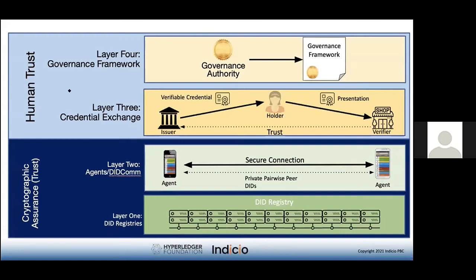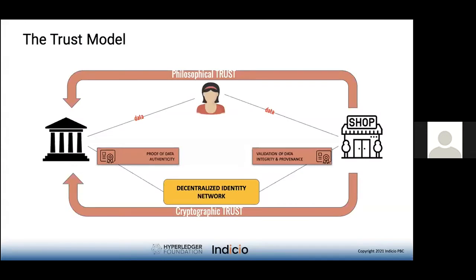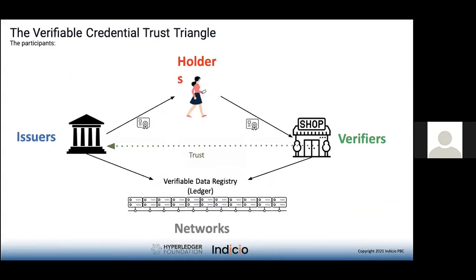And then there's the human trust, which is contractual agreements and the legal framework that says, hey, we're going to issue a credential and let someone take possession of it, and then here's a way we can present it. In another view, I like to refer to it as cryptographic trust, all of the things we're going to talk about today, and then philosophical trust, which is really just a business decision. You'll have to forgive my word wrap.